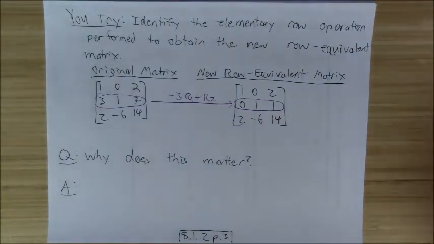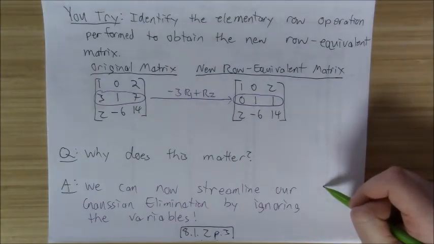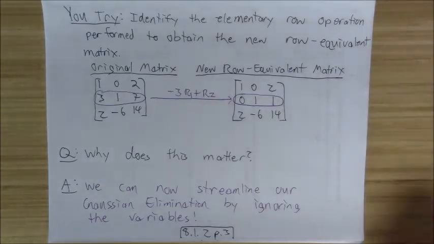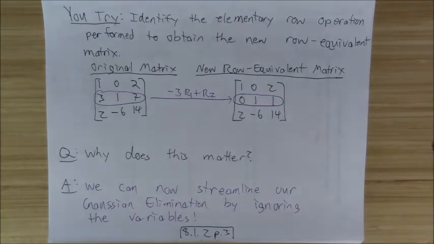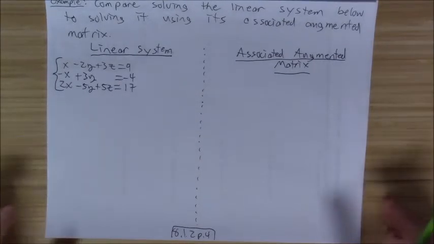A natural question, though, in all of this is, why does this matter? And the answer is simply what I said at the start, which is we can now streamline our Gaussian elimination by ignoring the variables. So that's exciting because hopefully this will help speed up that process of solving systems of equations. This is going to be a bit of a long example, but we're going to compare the process of solving a linear system to solving it with an associated augmented matrix. Again, a warning, this will be a long process. It's not difficult, it's really more tedious than anything else.